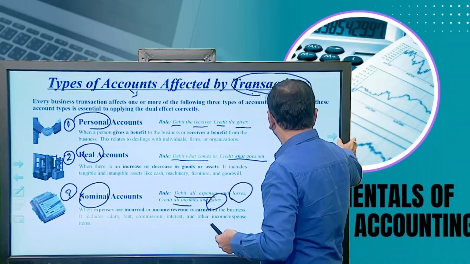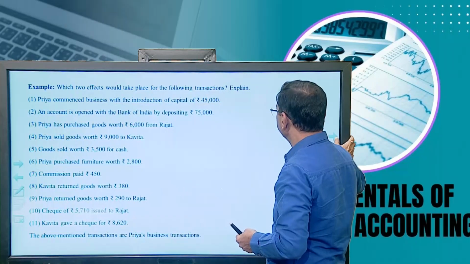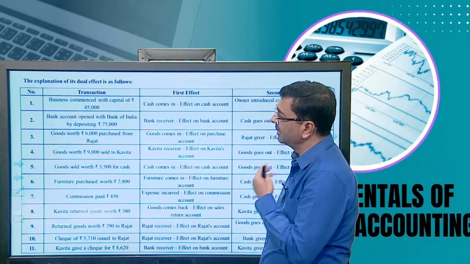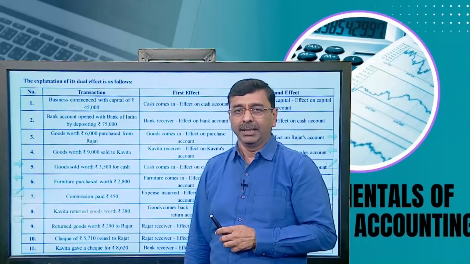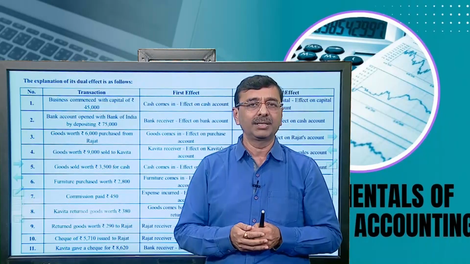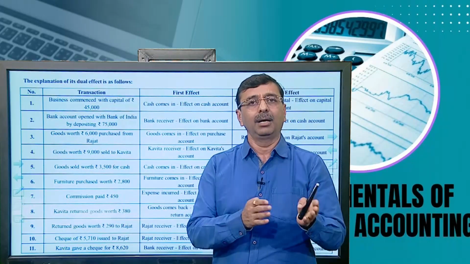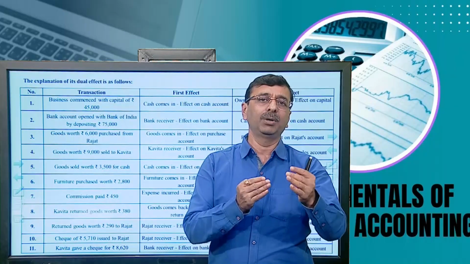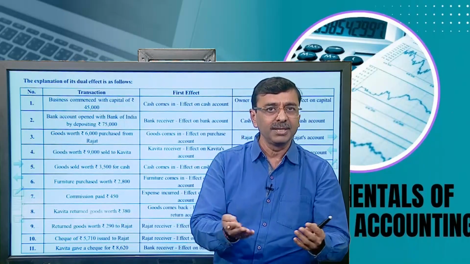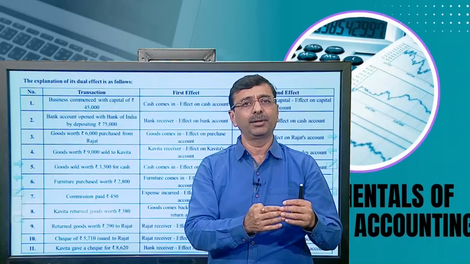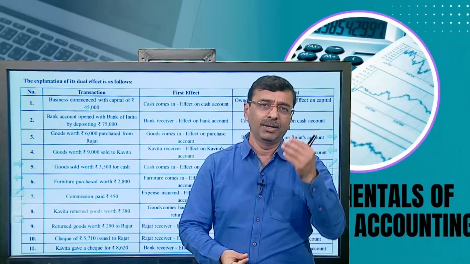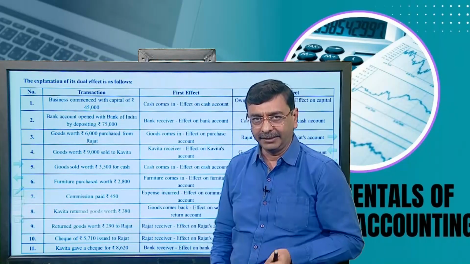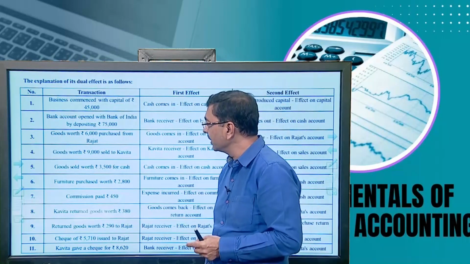So moving to the next part. This is an example that I want to explain to you here. Now I'll explain a few transactions to understand how the transactions are divided into the types of accounts, and then apply the rules of the types of accounts to identify the debit and credit. Now let's start with the first transaction.